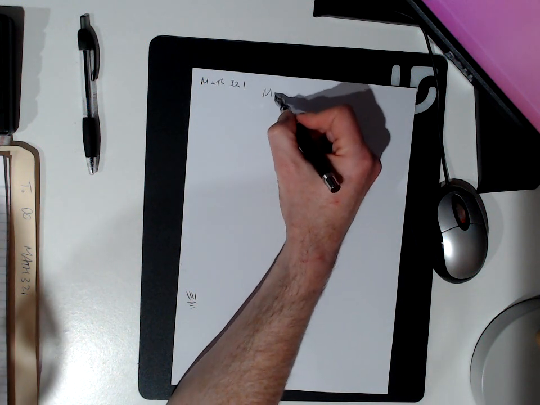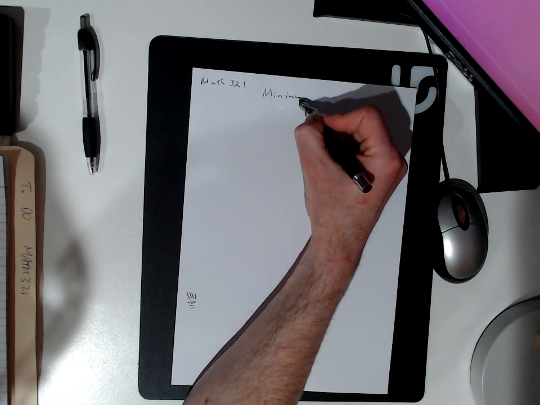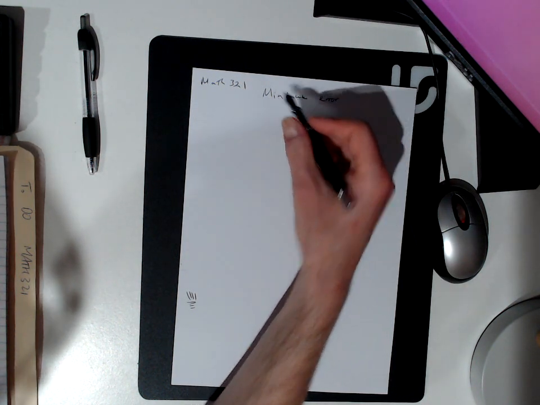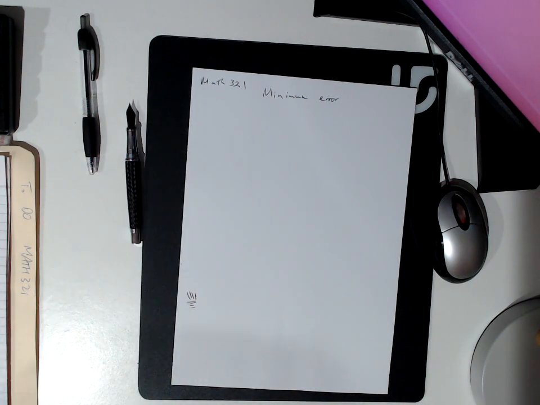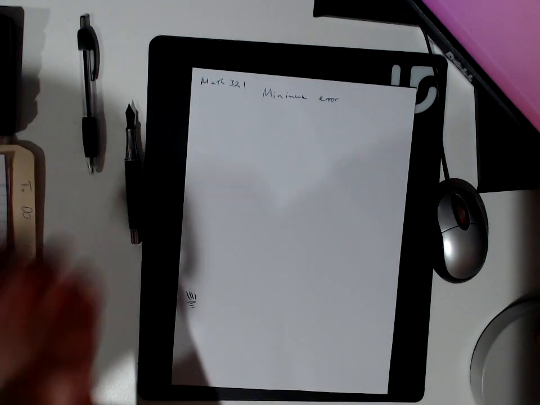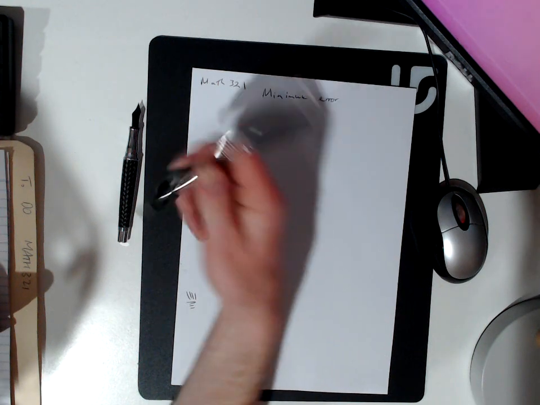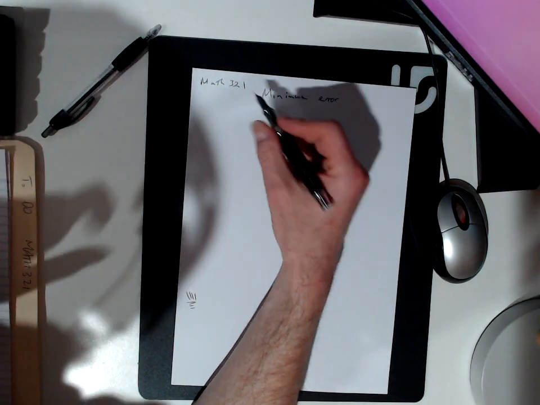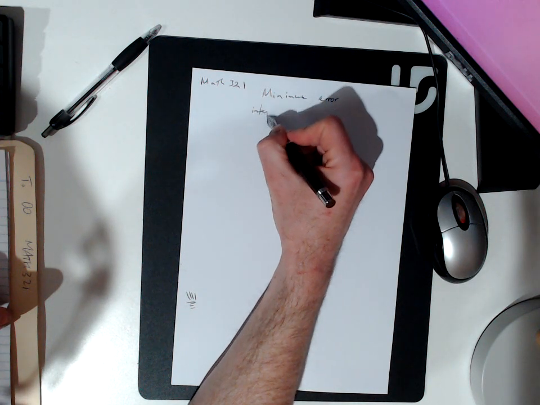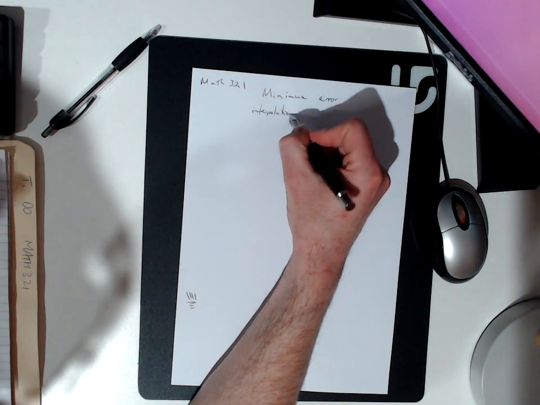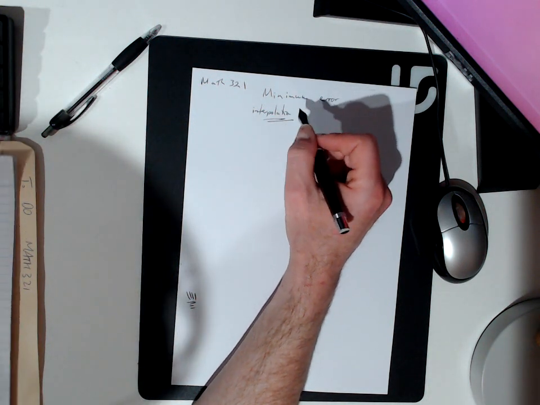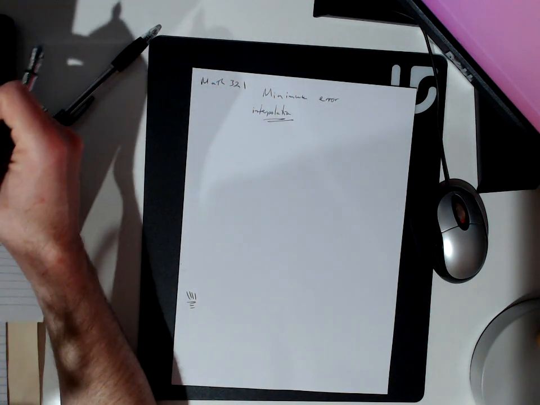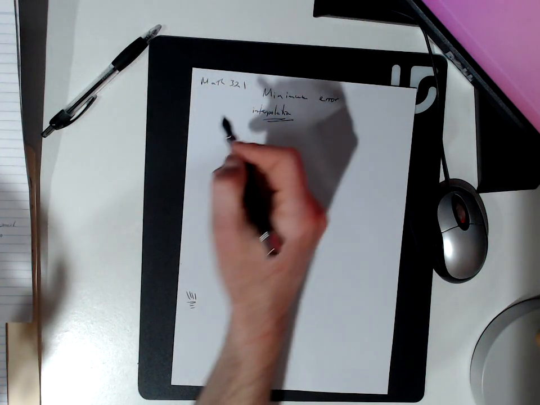Today I'm going to talk about minimum error. Specifically, I'm thinking about interpolating polynomials. Interpolation. This is going to really end up being a conversation about Chebyshev polynomials. But for the moment, we're just talking about interpolation.